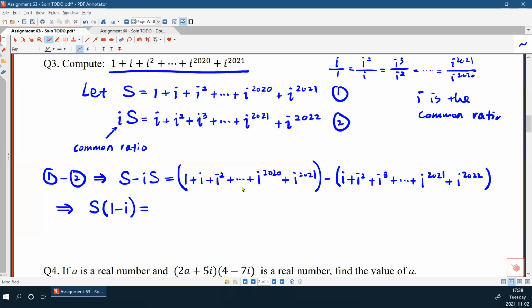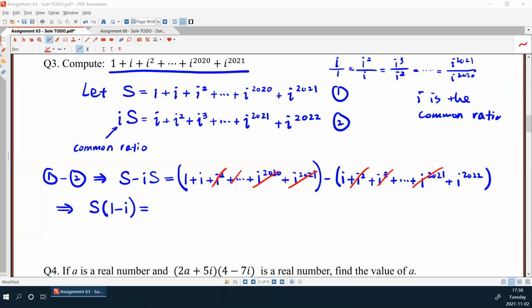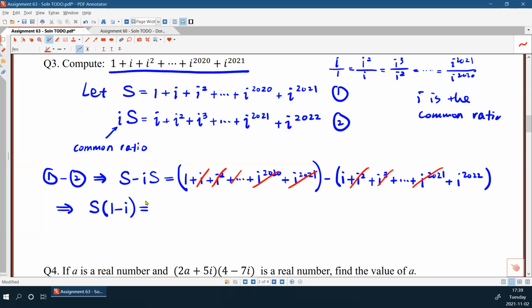And then we'll process the right side, which we can cancel i squared, i cubed, etc., until i to the 2020 and i to the 2021, right? With the terms in the later part, right? So what's left is... i is also canceled. So what is the result on the right side? Can you tell me?